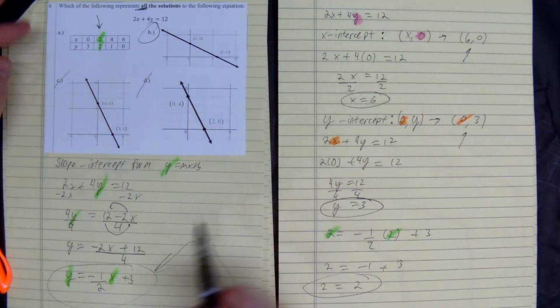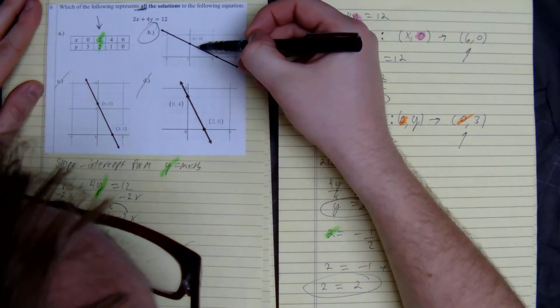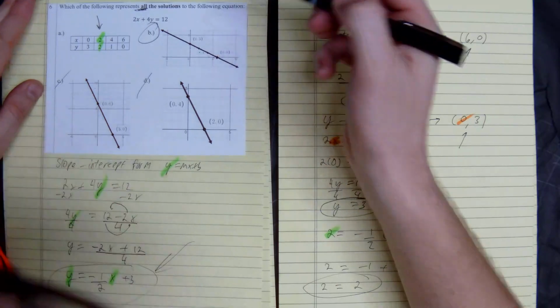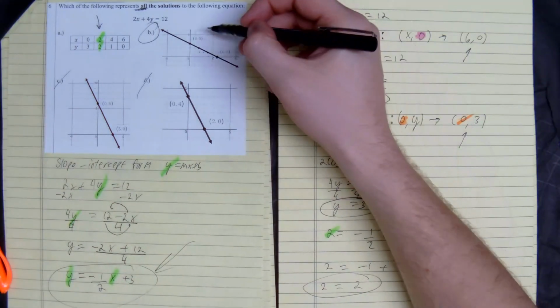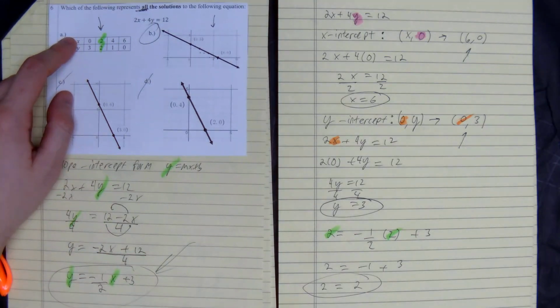We can check our work. It has a negative half. 1, 1, 2, 1, 1, 2. So it does follow the slope. So this would be a better representation of showing all of it. The table is representing solutions, but not all.